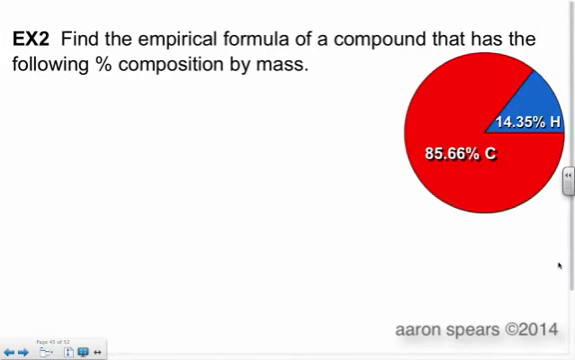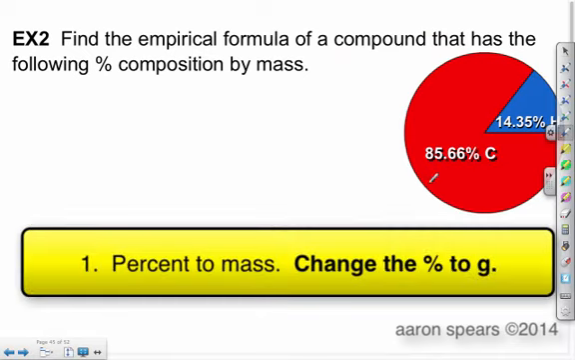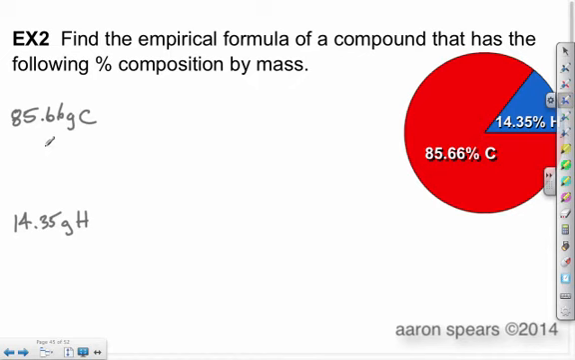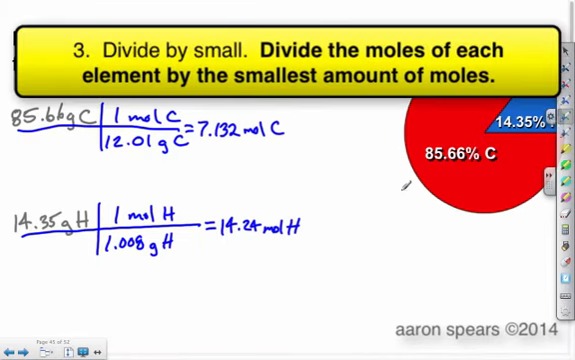In example number 2, we are asked to find the empirical formula of a compound that has the following percent composition by mass, and we're given a pie graph to show us the composition of this compound. We see that 85.66% of the compound is carbon and 14.35% of the compound is hydrogen. Alright, so in our first step, we're going to take these percents and change them into grams. Next, we're going to change these grams into moles by dividing by the element's molar mass. And the same for hydrogen. Next, we're going to divide our answer by the smallest amount of moles.